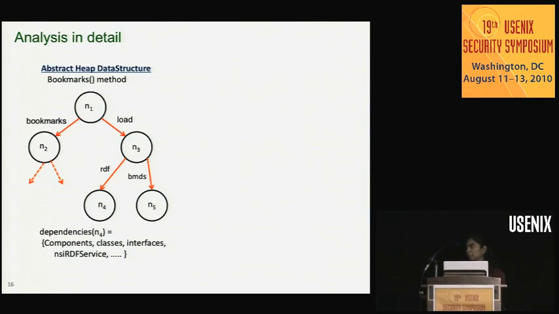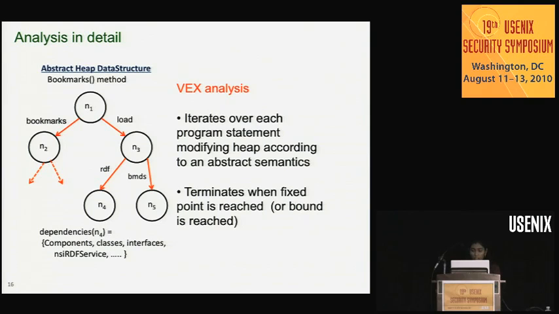For every node, we keep track of the flows into that object or property. So here, the node n4 represents the RSS feed access. And it accesses the components, classes, and interfaces, and RSS RDF service. All these objects flow into this node n4. So the VEX analysis iterates over each program statement and modifies the heap according to the abstract semantics which are provided in the paper. The analysis terminates when a fixed point is reached or a bound is reached. So once it terminates, we have the set of dependencies for each node in the program.